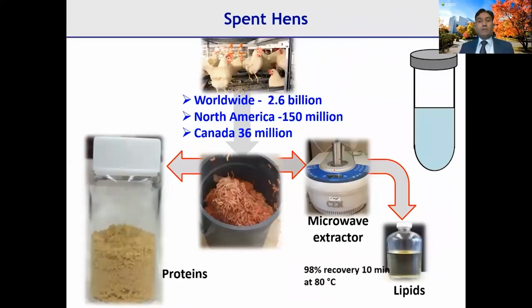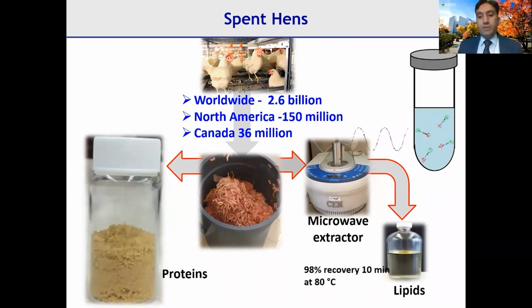As you know, spent hens are available in really big quantities and can be used for the production of materials. They are a core byproduct, and so we can use them for the extraction of proteins and lipids. We actually did extract proteins and lipids. We extracted lipids using microwaves.